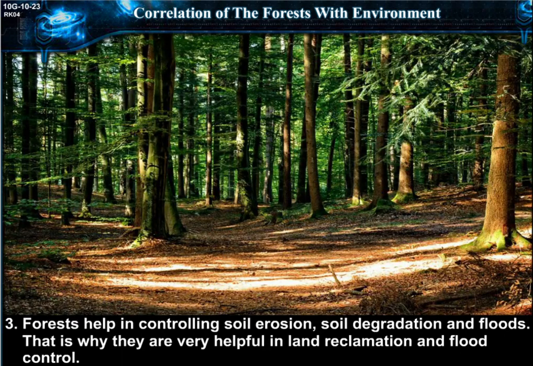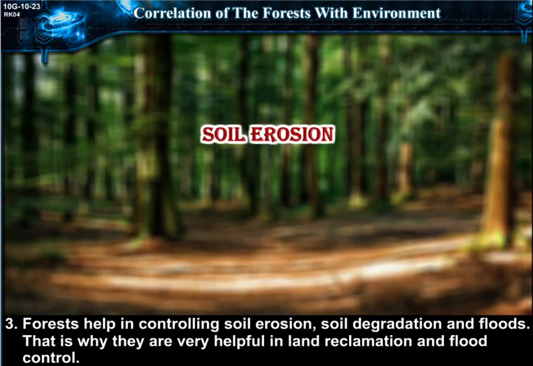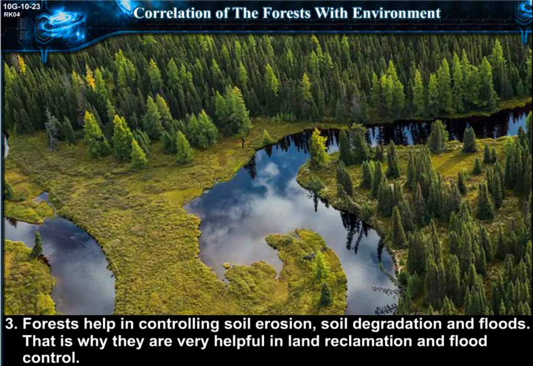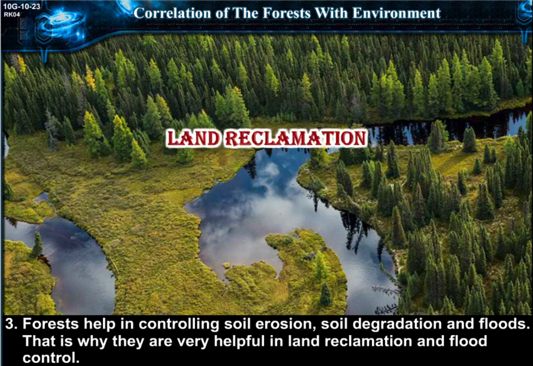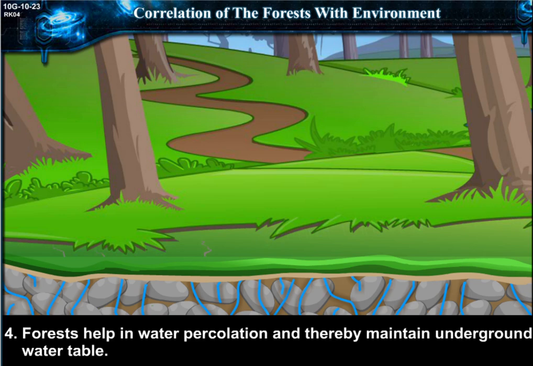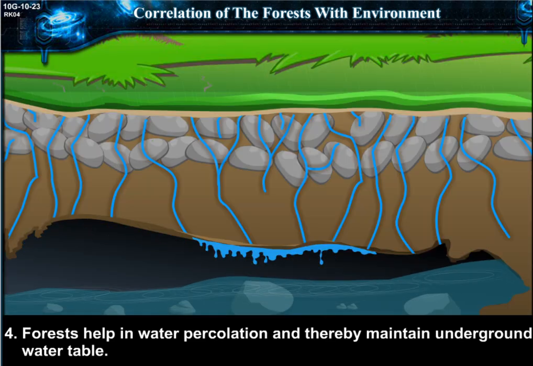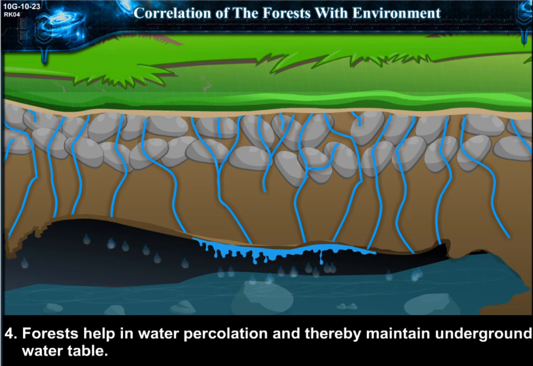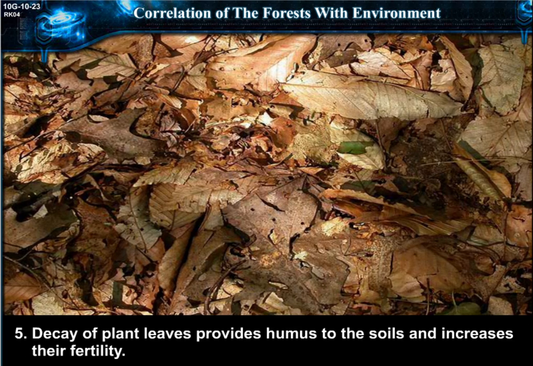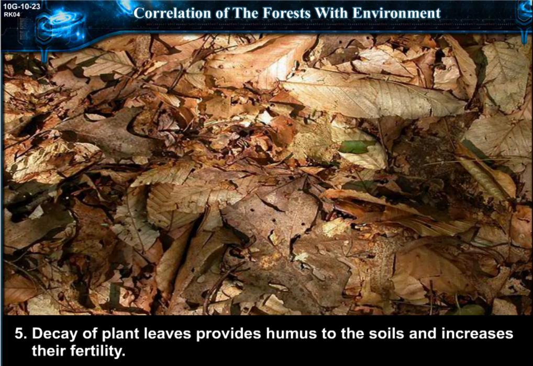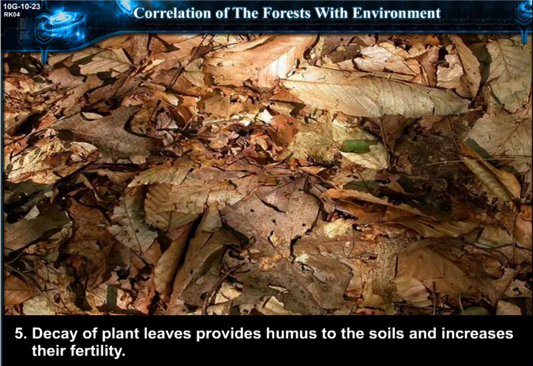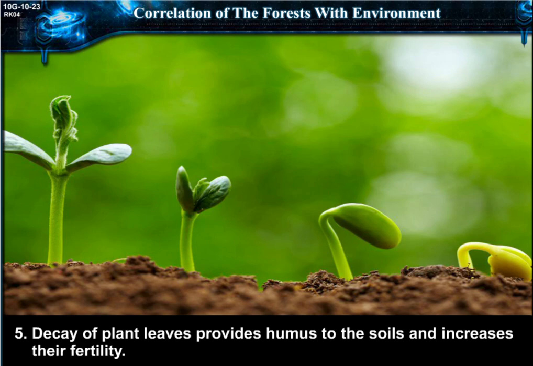3. Forests help in controlling soil erosion, soil degradation, and floods. That is why they are very helpful in land reclamation and flood control. 4. Forests help in water percolation and thereby maintain the underground water table. 5. Decay of plant leaves provides humus to the soils and increases their fertility.